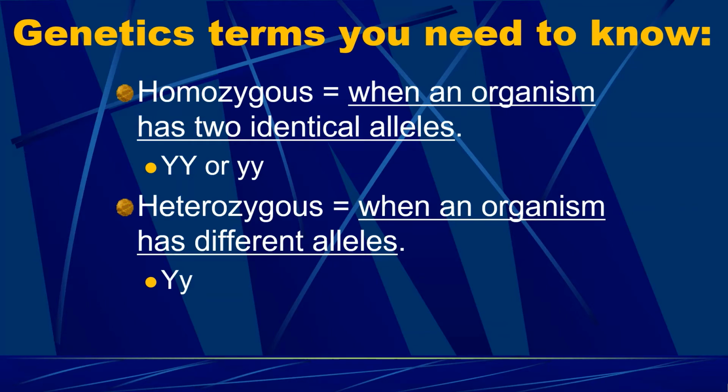Another is the word homozygous. The word homozygous means that an organism has two identical alleles, whether both uppercase or both lowercase. Homo means the same, so homozygous is either both dominant or both recessive. The combination is what we call heterozygous. That is when an organism has different alleles, for example, a capital Y and a lowercase y.